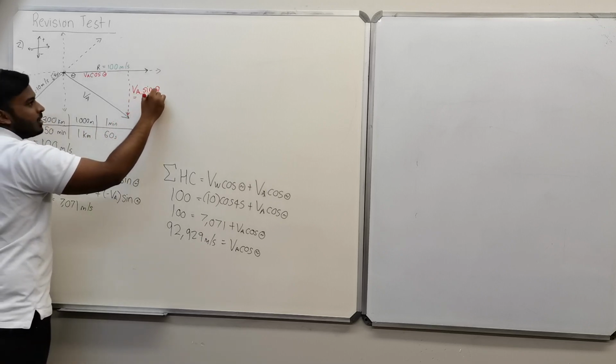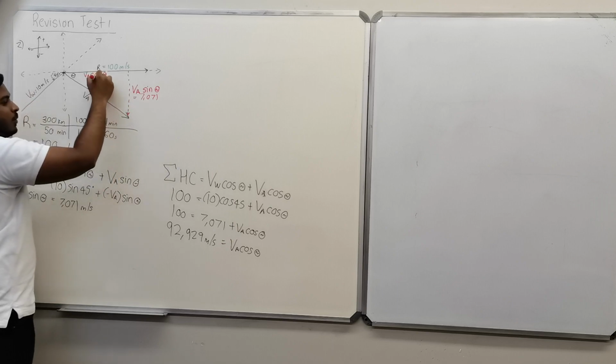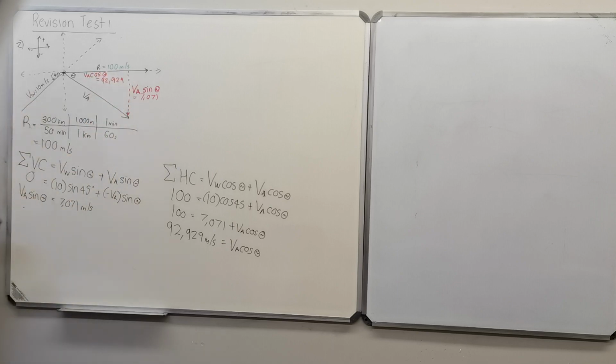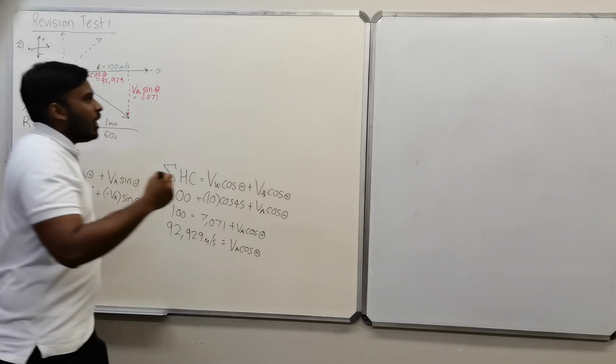VA sine of the angle, we got a value for it: 7.071. This here we got 92.929. Right? Look at this triangle and tell me something you can say about this triangle. What type of triangle is it? It's a right angle triangle. So you can use the theorem of Pythagoras to solve for that. So how would you do that?